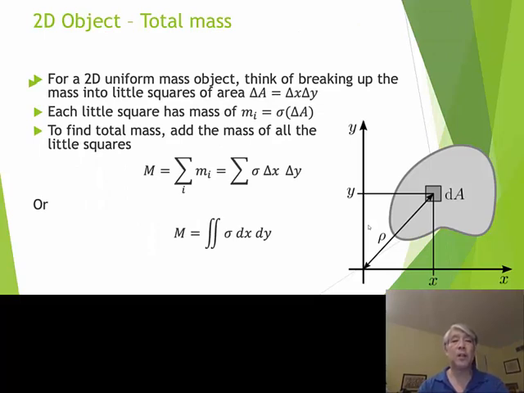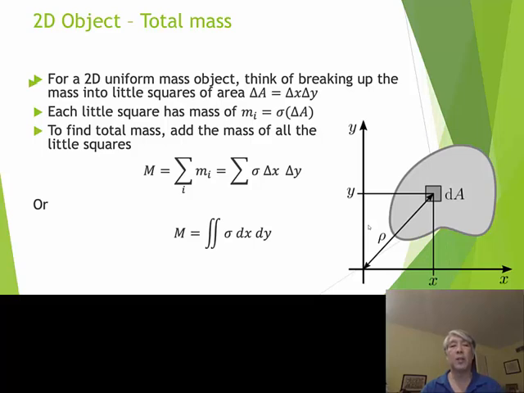Let's look at a two-dimensional object and calculating its total mass. I'm going to take an arbitrary shape, shown in the lower right-hand corner, and we're going to think of breaking this mass into all these little squares of the same area. We'll call that area delta x delta y, so each little square is going to have a mass of m sub i, equal to the density sigma times that delta A, the area of that little square.